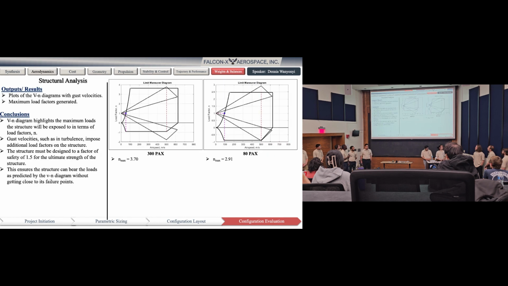Next slide, please. And here are results for both configurations with a maximum load factor of 3.7 and 2.91, which clearly meets the FAR requirement of 3.8 for passenger comfort and safety of the aircraft.